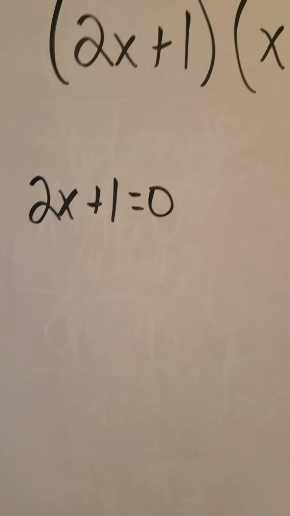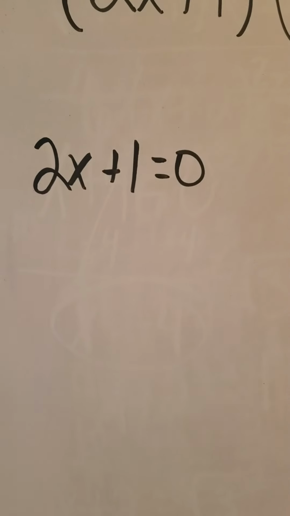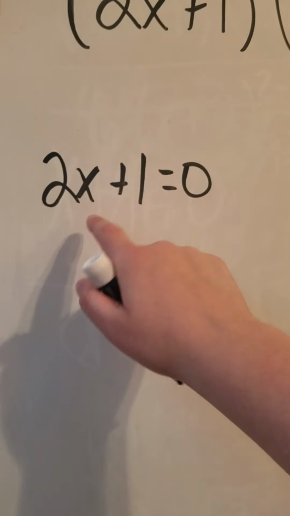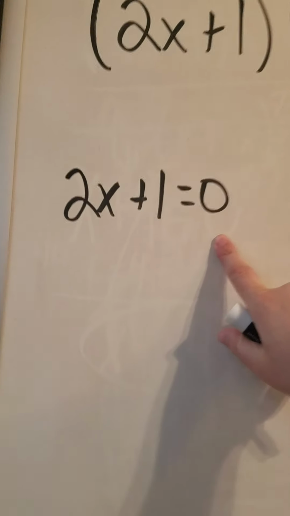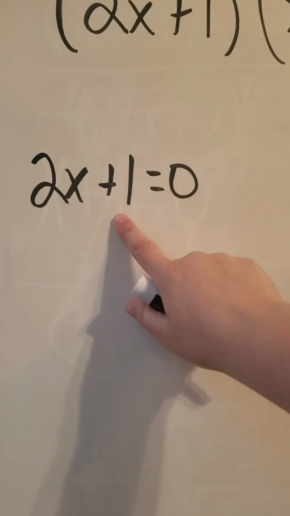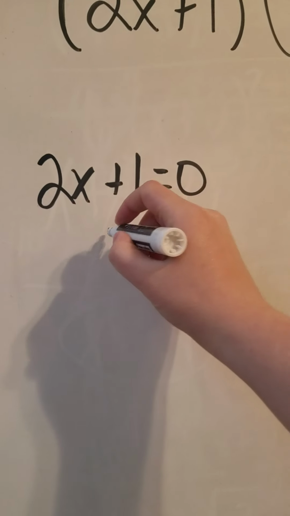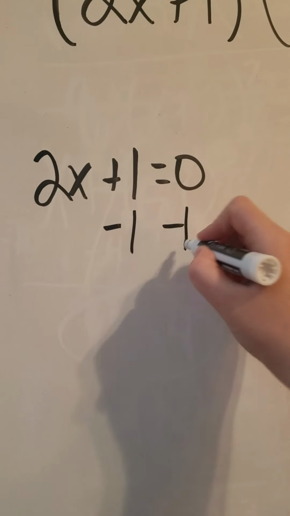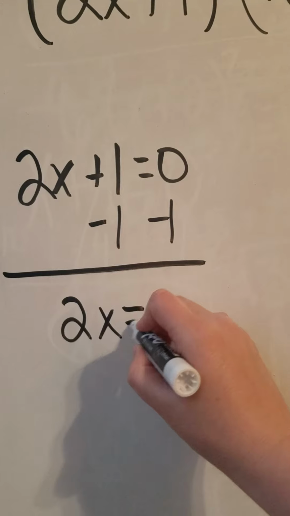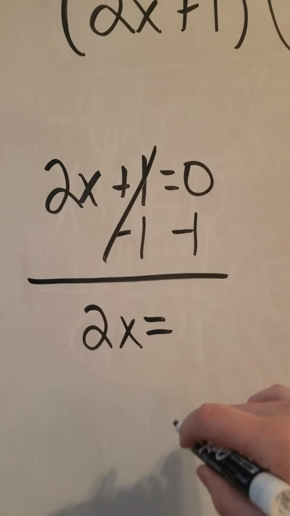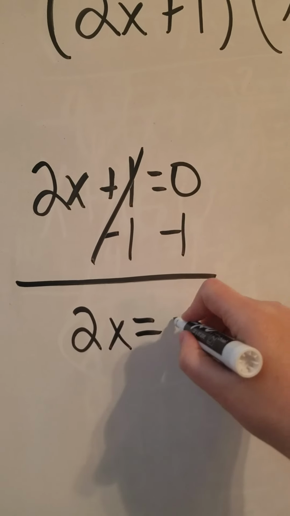Now start solving both of these for x. Let's start on the left-hand side. So I got 2x + 1 = 0. In order to solve for x, I need to take what's added and move it over to the right-hand side by doing the opposite, which is subtraction. 2x equals, those 1's cancel out, 0 minus 1 is -1.